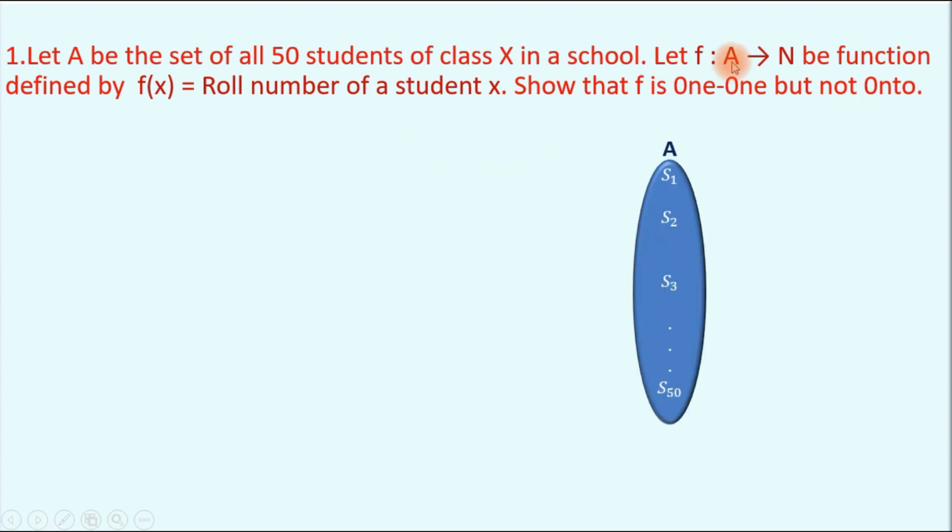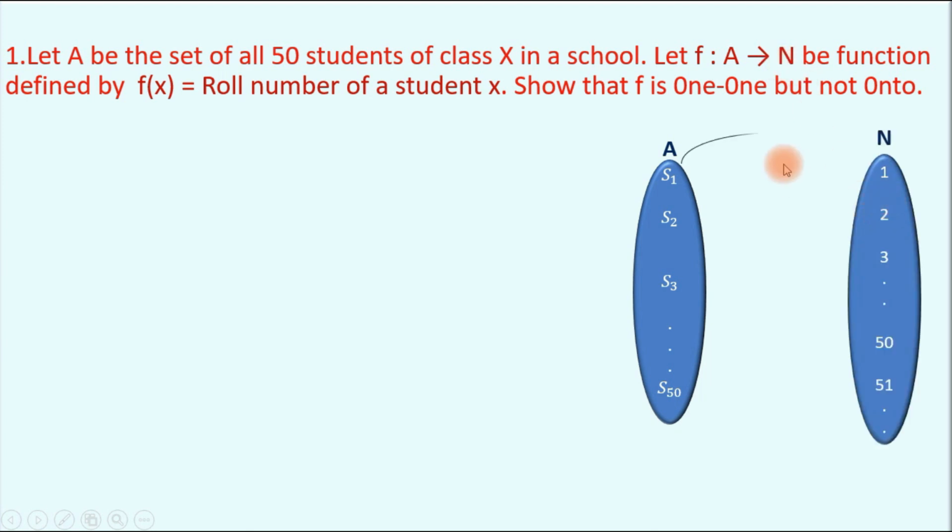Let domain A be the set of all 50 students in a class and codomain N be the set of all natural numbers. The relation f from A to N is the roll number of a student x. So each student has 1 roll number, and no two different students in a class can have the same roll number. Therefore, f must be 1-1.